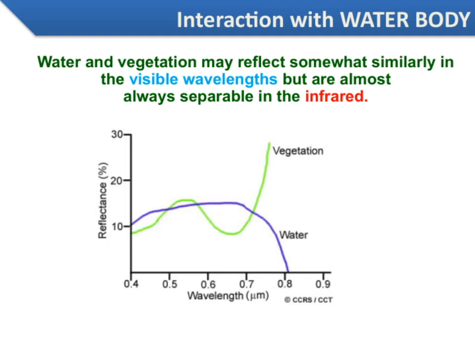Let's talk about interaction with water bodies. You might notice that water and vegetation can look somewhat similar when viewed in visible wavelengths, which can sometimes make them tricky to distinguish. However, the key point here is that in the infrared spectrum, they are almost always separable. This difference is incredibly useful in remote sensing because it allows us to accurately identify water bodies versus vegetation, even when they appear similar in visible light. Understanding these spectral differences helps us improve our analysis and interpretation of the landscape, which fits into our overall goal of better understanding Earth's surface features through remote sensing.